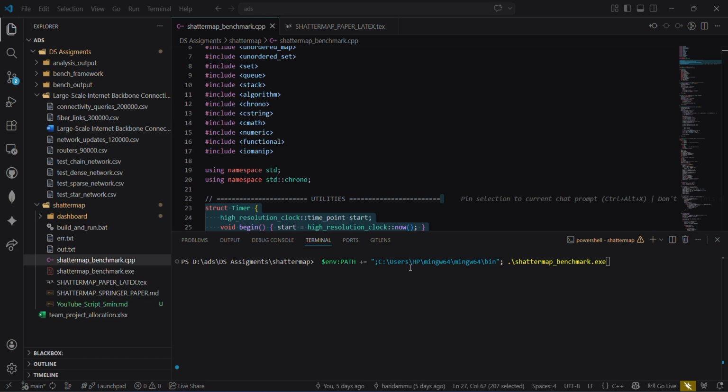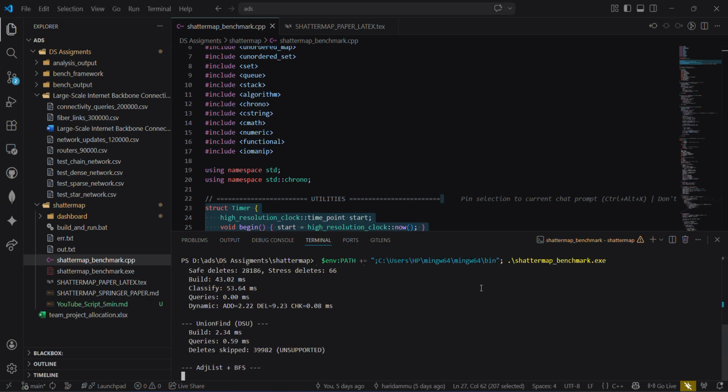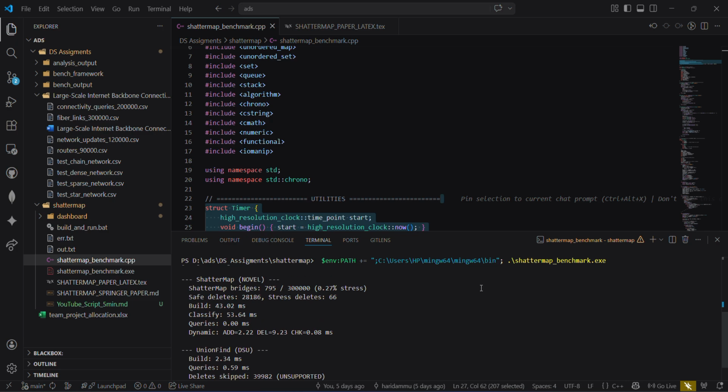So, coming to the problem, the current internet backbone handles hundreds of thousands of links, updated every single second, with connections being added, removed, and verified constantly. The challenge: traditional data structures like Union Find were never designed to handle deletion efficiently. Meanwhile, methods like BFS, Breadth First Search, are incredibly slow when you are running millions of queries per second. So we needed something fundamentally different. That's when Shutter Map comes into play.